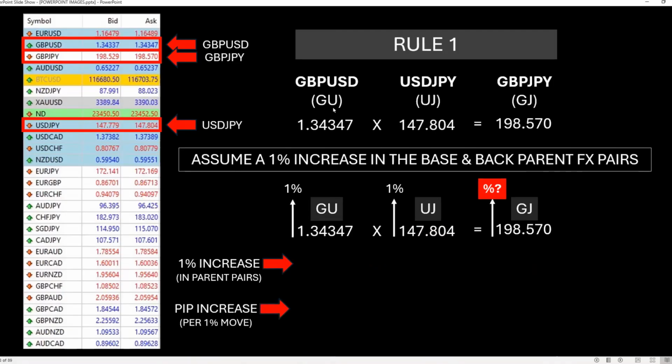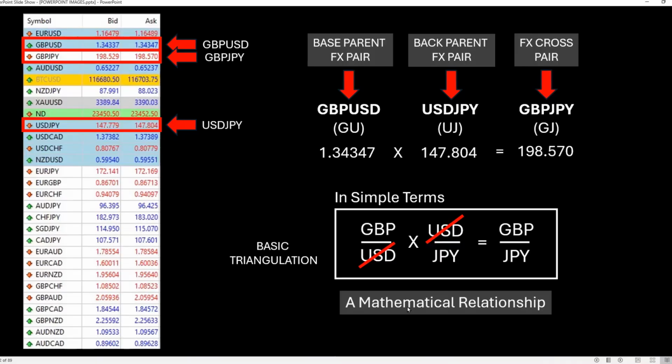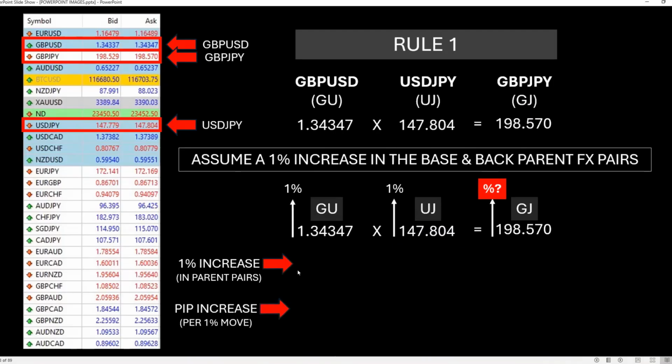Okay, for example, as I said, this is rule number one. We must understand this. There is a mathematical relationship between GU, UJ, and GJ. As explained here already, this is why it's called basic triangulation. Now that we understand this and we have proof, I'm not just stating random facts. This is mathematically proven. Let's assume right now that there is a 1% increase in the parent pairs.